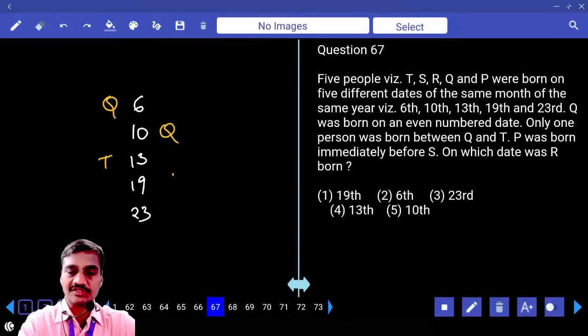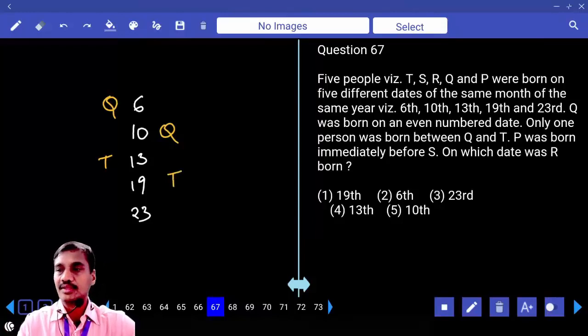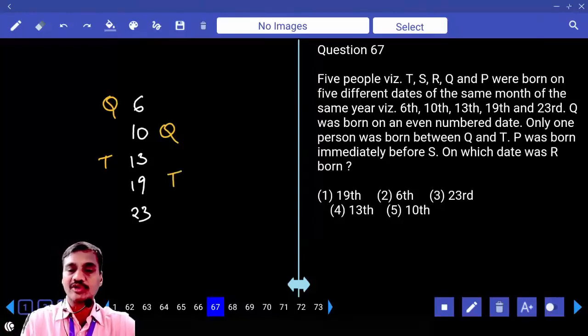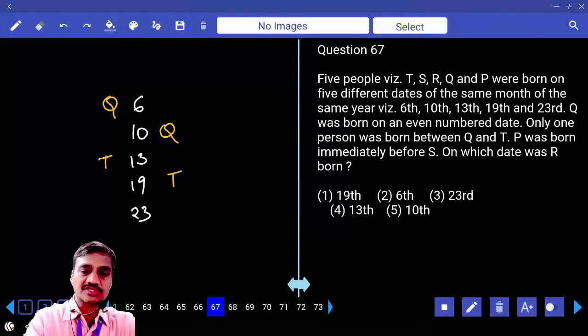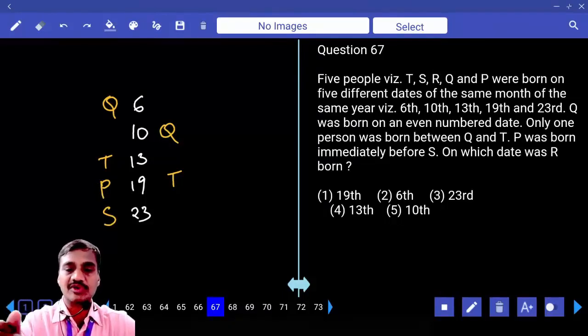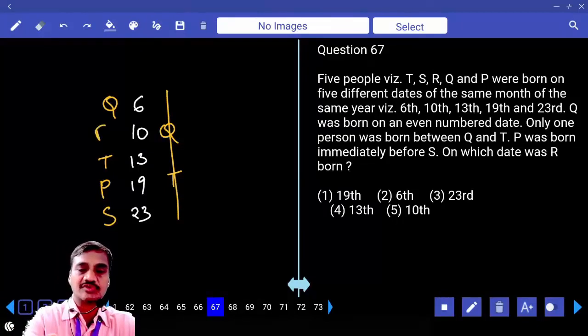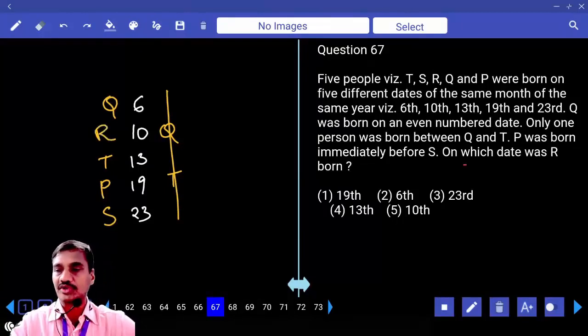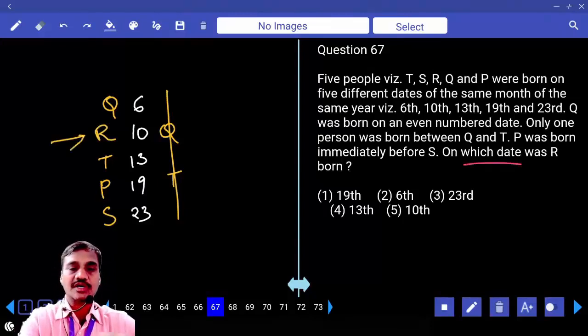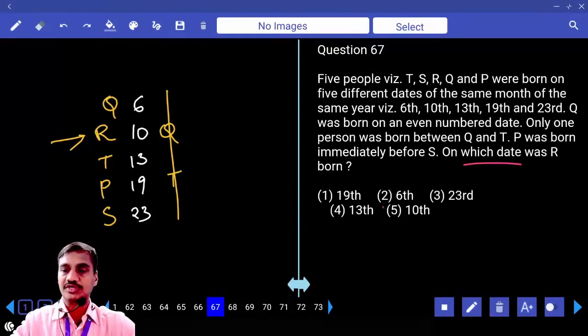And in the second case, T must be born on 19th. And next one, P was born immediately before S. In this case, P was born immediately before S, but in the second case, P born immediately before S is not possible. Then who is the person left over? R. Now the question is on which date R was born. R was born on 10th, and it is choice 5, question number 67.